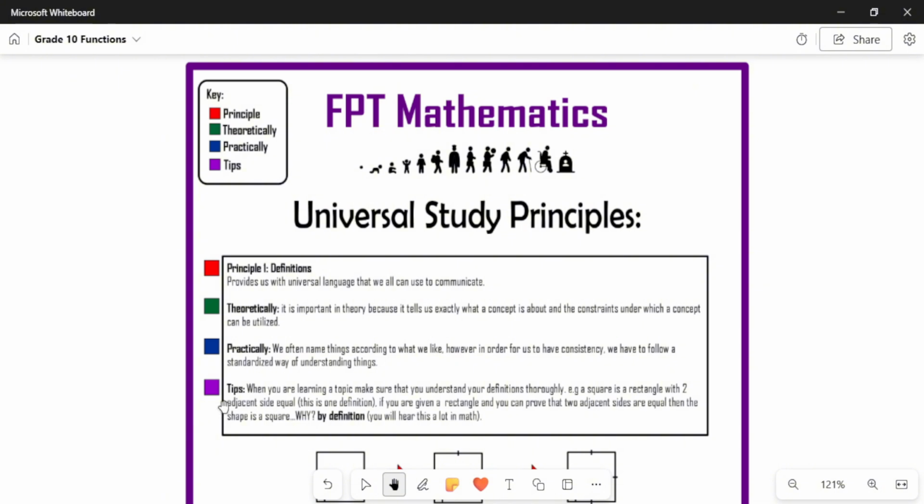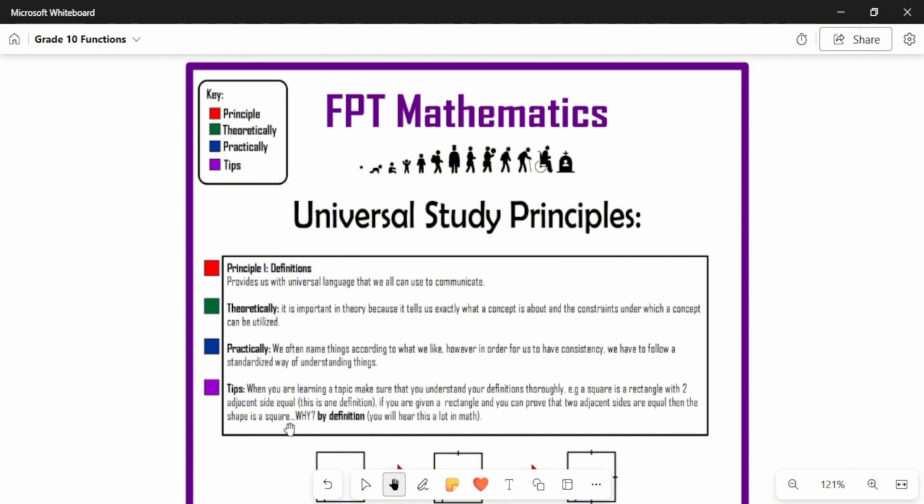What's the tip? When you're learning a topic, make sure that you understand your definitions thoroughly. And there I give an example that we've used in geometry. A square is a rectangle with two adjacent sides equal. This is one definition. And so if you're given a rectangle and you can prove that two adjacent sides are equal, then the shape is in fact a square. So we've already talked about that extensively in the geometry module.